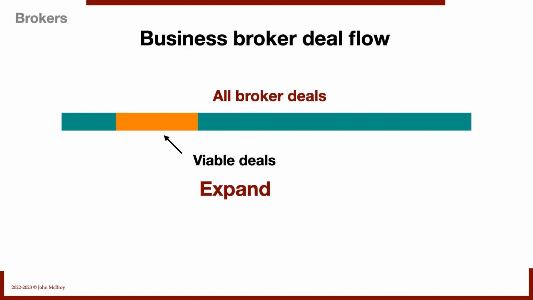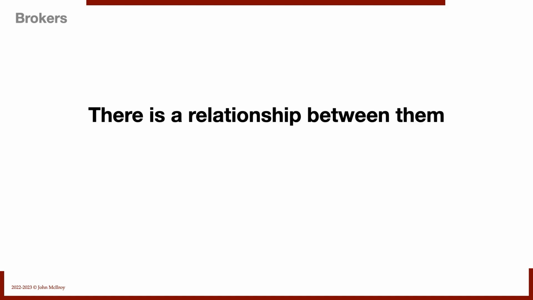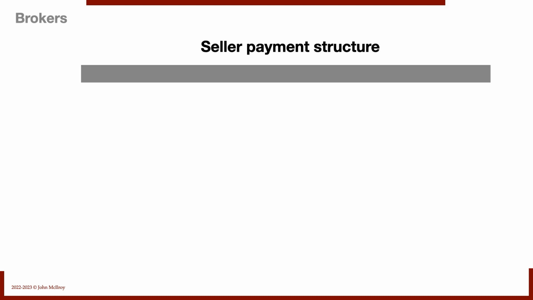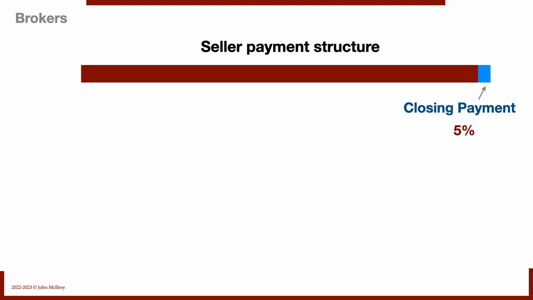Now, of course, you can expand the number of viable deals in some circumstances. In others, they shrink. What does it depend on? In my opinion, it depends on the size of the closing payment. There is a relationship between them. If this gray bar is a seller payment structure, maybe you haven't figured out how you're financing your first business. You've given it no thought, but you're on some broker sites. You've seen some deals you like. You consider them all to be viable. Why couldn't you pursue any deal that appeals to you? And as long as you have no payment structure in place, that might be true.